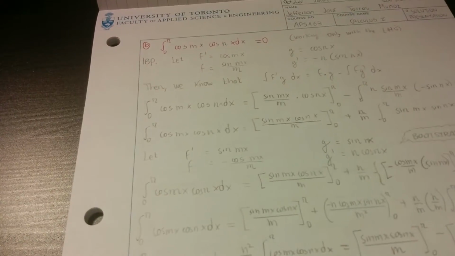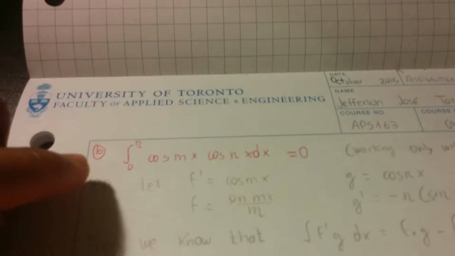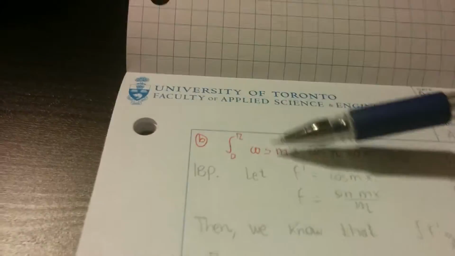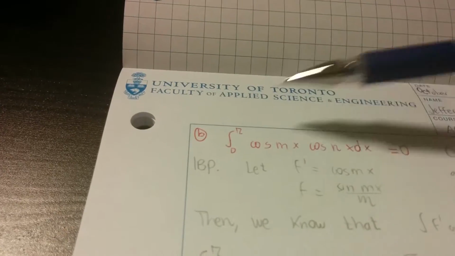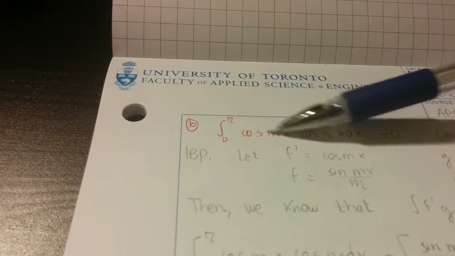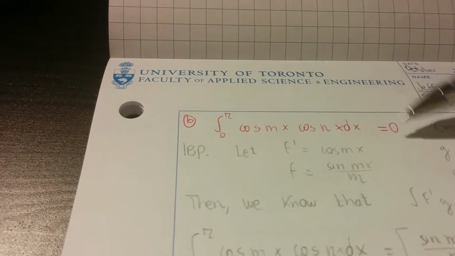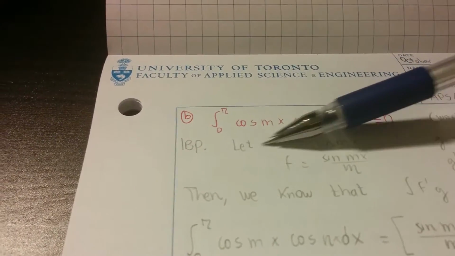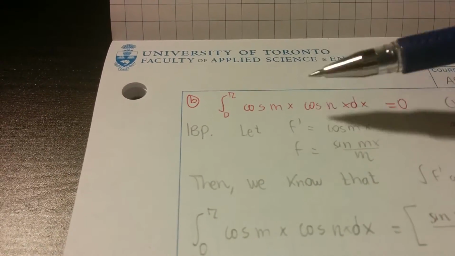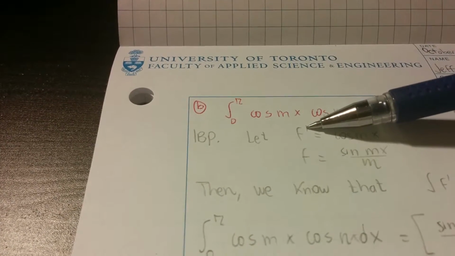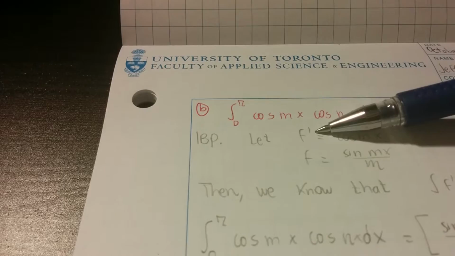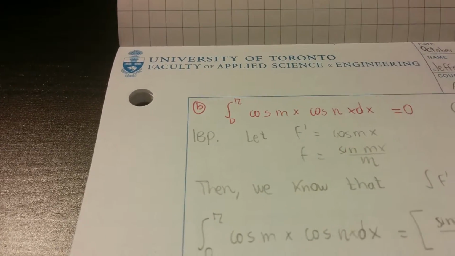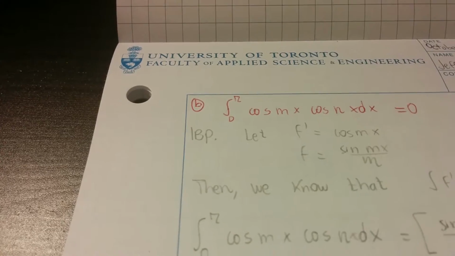Then we have part b, where we need to do the same procedure. We need to use the bootstrapping method and integration by parts. So we have our new integral between 0 and pi of cosine of mx multiplied by cosine of nx dx. So we apply the integration by parts method in the same way. We choose that our first function's derivative will be equal to cosine of mx, and the other one will be expressed in the original function.